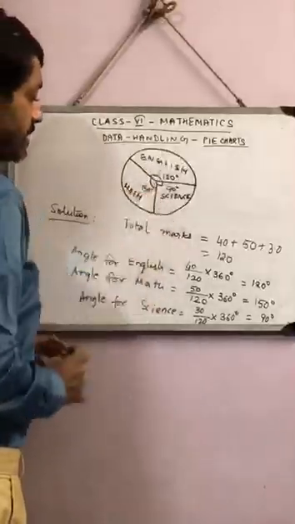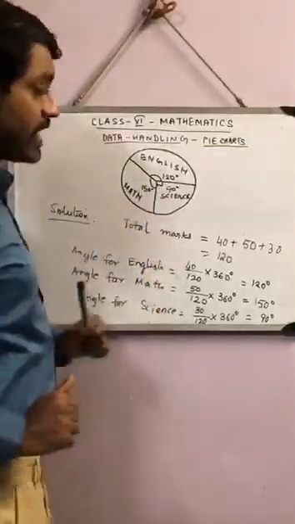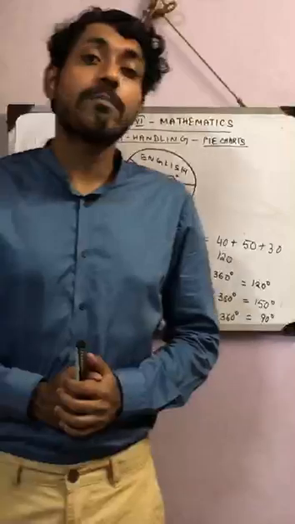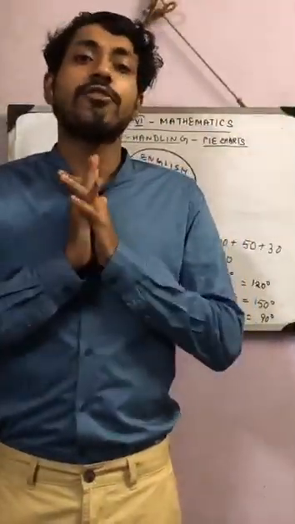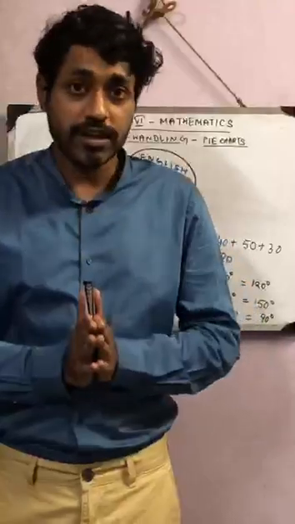Anyway, so these are the three sectors that are involved. For English, we have 120 degree. For math, we have 150. And for science, we have 90 degree. And this is how you construct a pie chart using a protractor, a sharpened pencil, a pair of compasses, and a ruler. I hope you've understood this lesson.